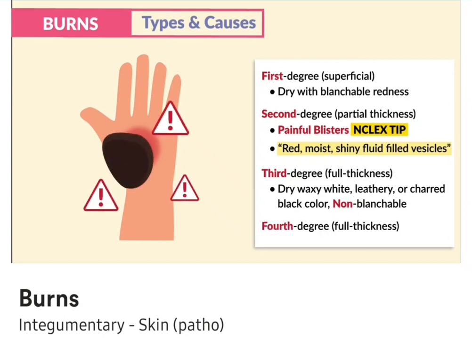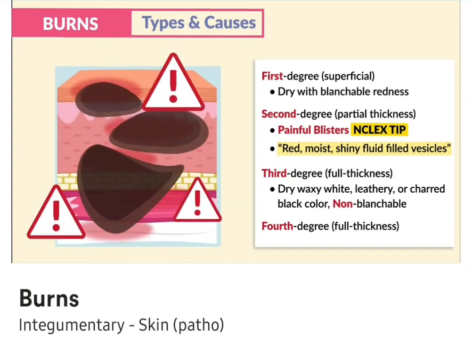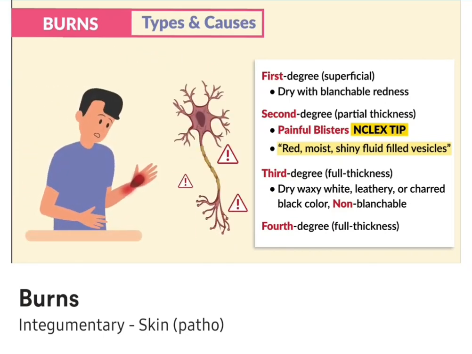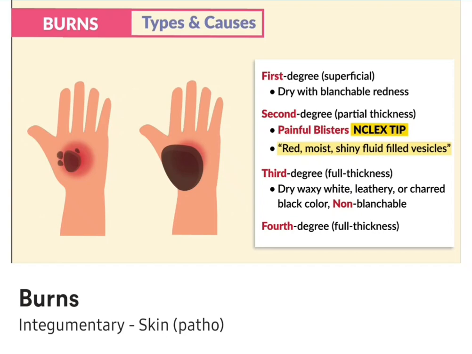Now, 4th degree, also a full thickness burn. These are the worst burns by far, as they go through all the layers of skin down to the muscles and even the bones. A unique sign is the lack of pain, since the destruction of nerve endings from all the burn charred areas.